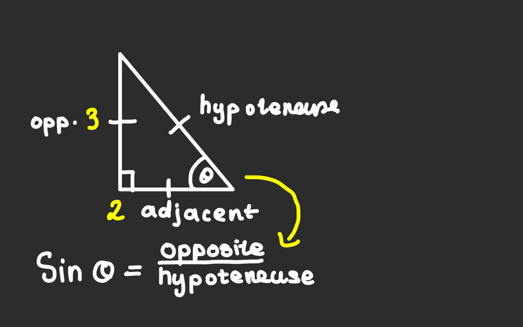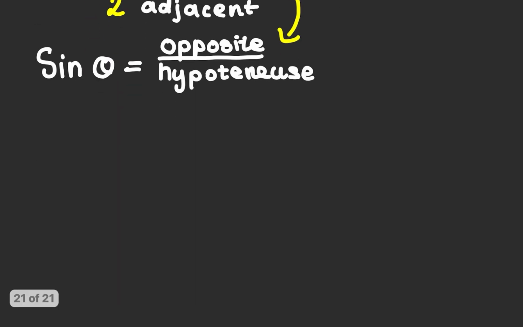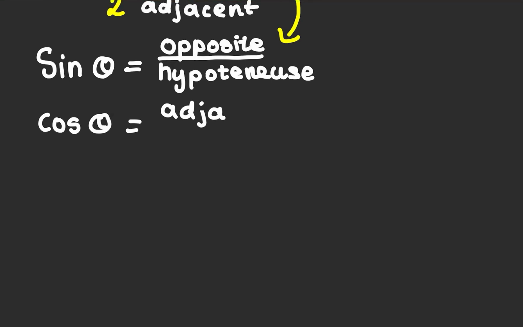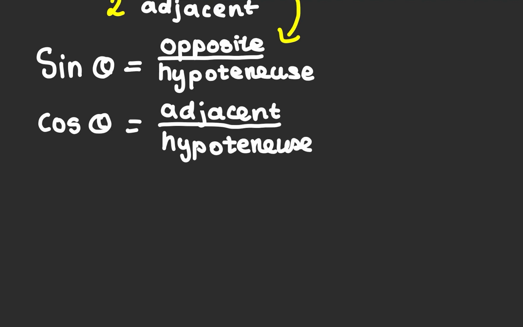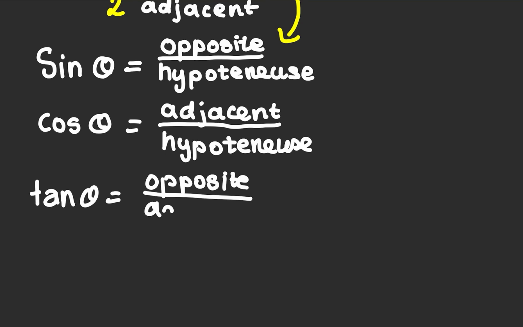But I'd like to address the two more functions. We have cos theta, and that equates to the adjacent upon hypotenuse. And lastly, we have tan theta, and that's opposite upon adjacent.